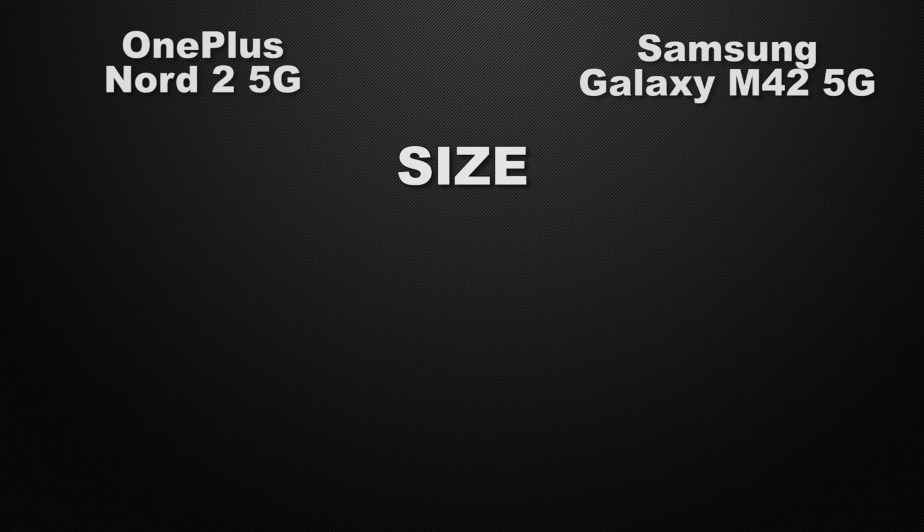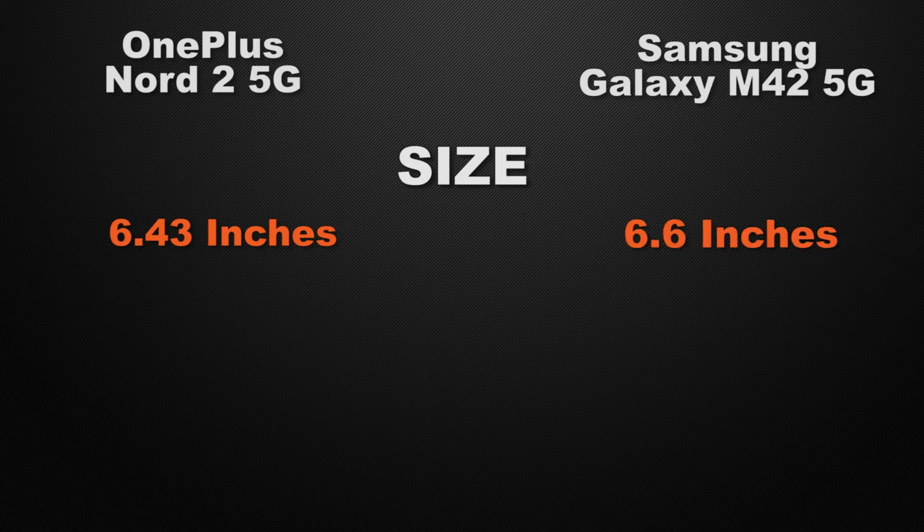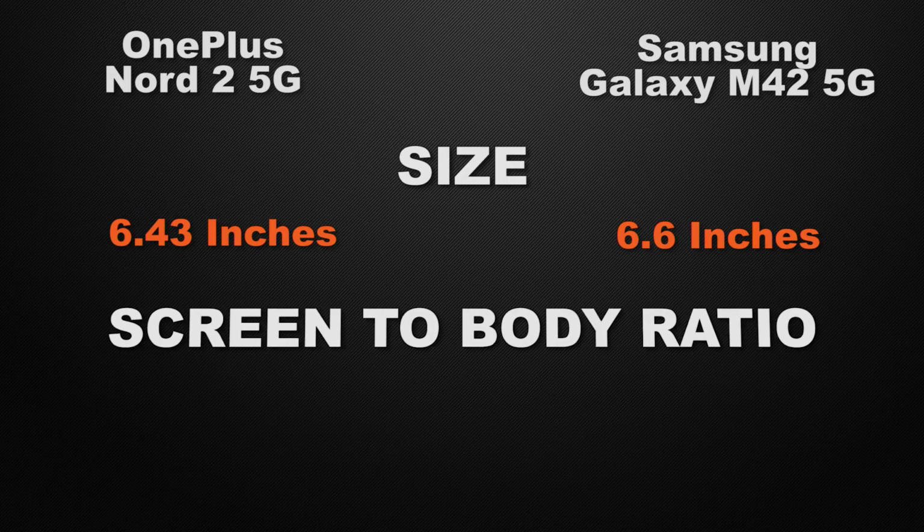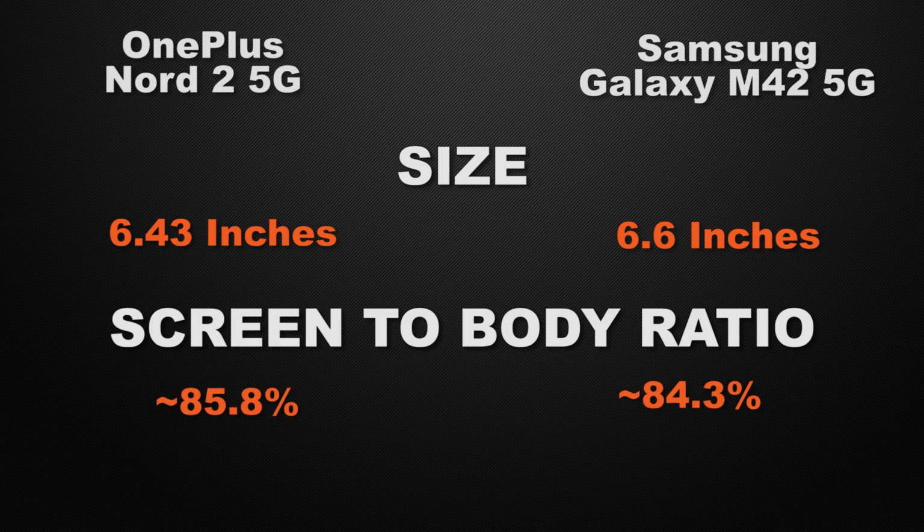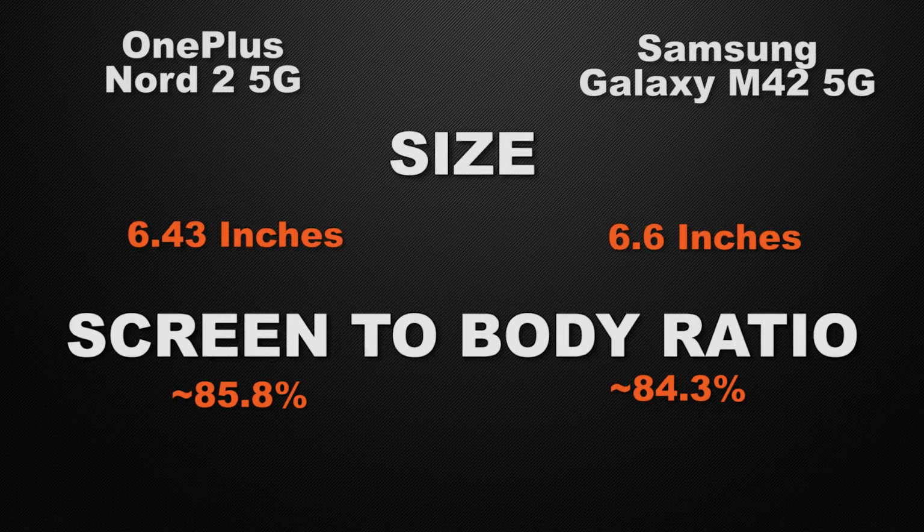Moving to the display features of the devices, let's start with the display size of the devices. Nord 2 has a 6.43 inch display, whereas M42 has a 6.6 inch display. So the winner here is M42 because it has a bigger screen size. And about the screen to body ratio of the devices, Nord 2 has approximately 85.8%, whereas M42 has 84.3%. So the winner here is Nord 2 because it has a bigger screen ratio.